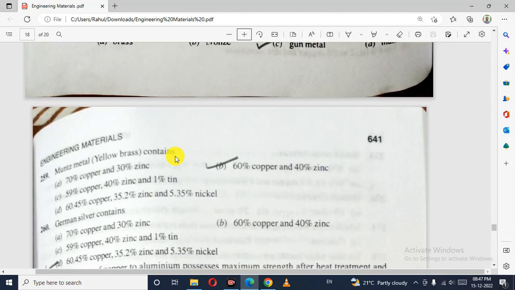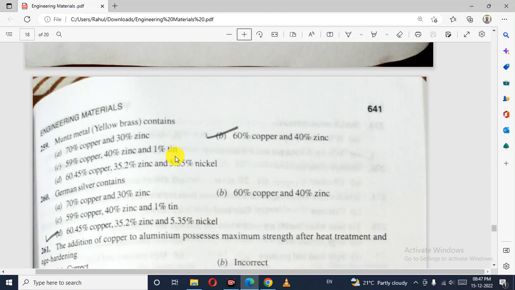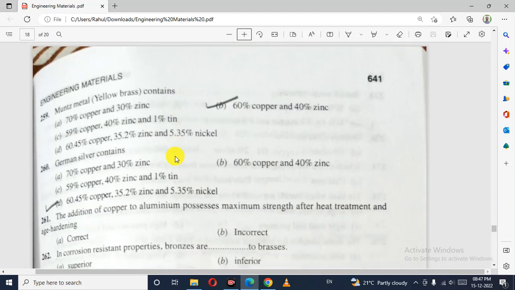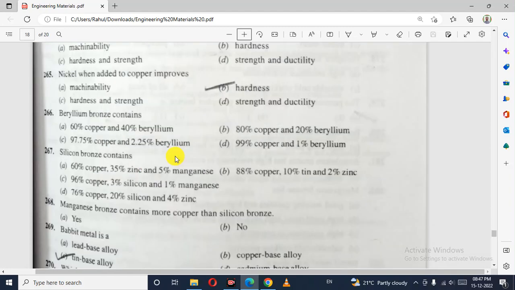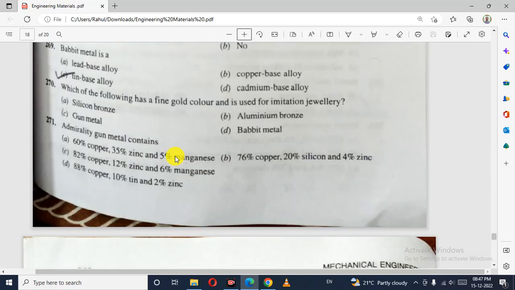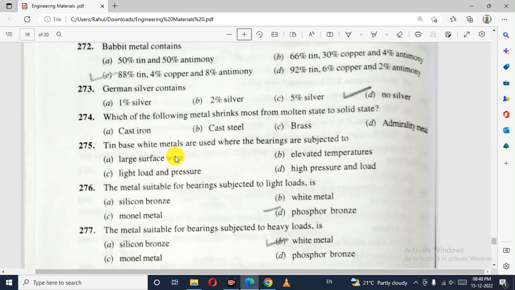German silver is a copper, zinc, and nickel alloy: 60% copper, 35% zinc, and 5% nickel. Nickel, when added to copper, improves hardness. Babbitt metal is a tin-based alloy. Babbitt metal contains 88% tin, 4% copper, 8% antimony. German silver contains no silver.